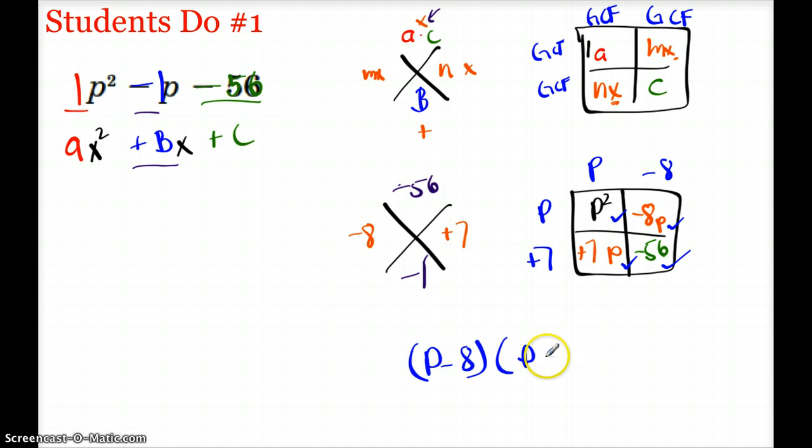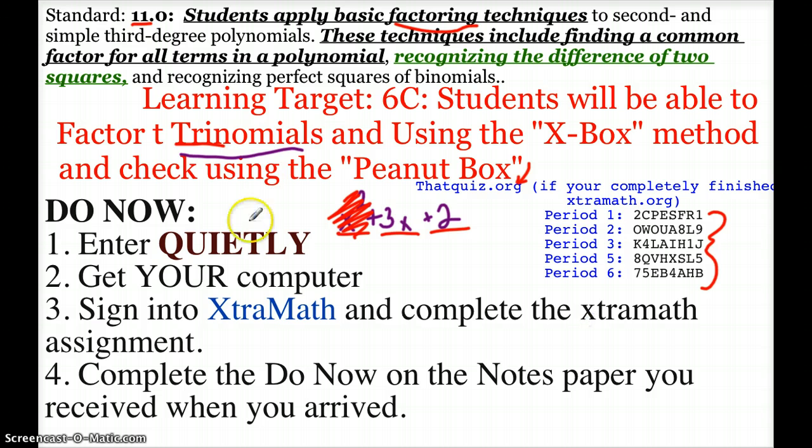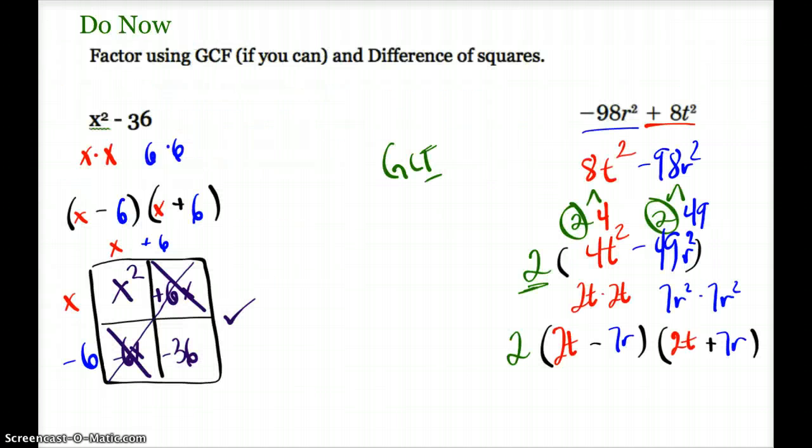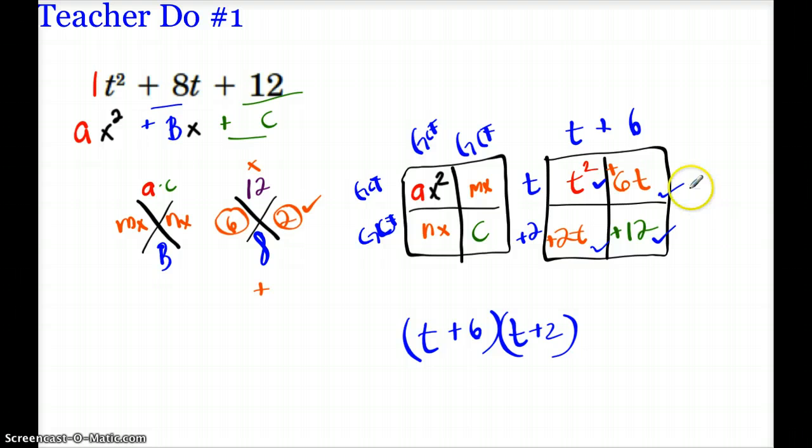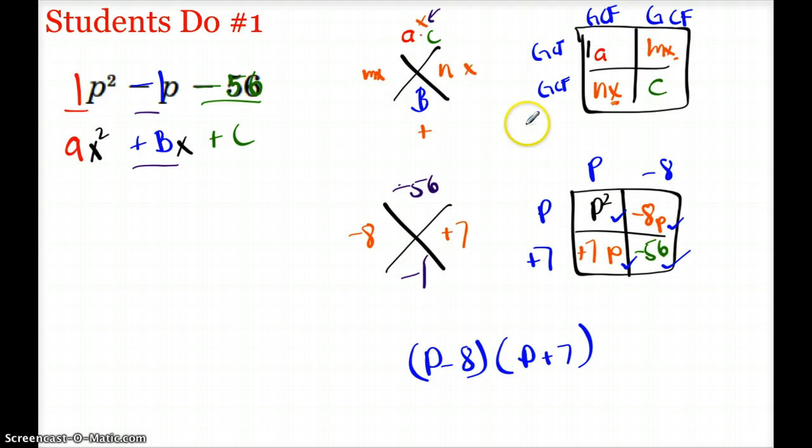Now, let's do a quick review of what our learning target was. Check using the peanut box. This peanut box is the box portion of the X box. As I'm finding my answer, P minus 8 and P plus 7, I am using the peanut box to check. So part of finding the answer is checking it. This is your final answer.